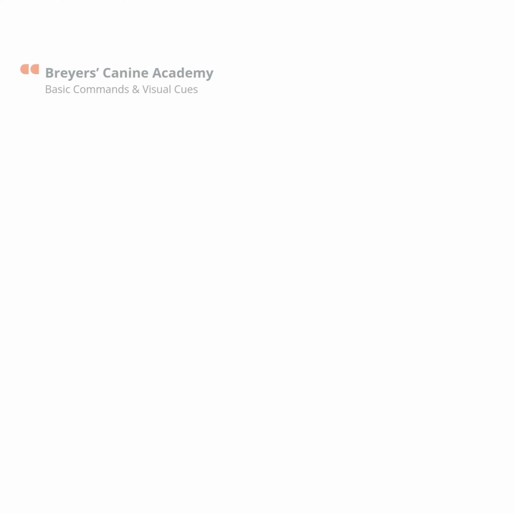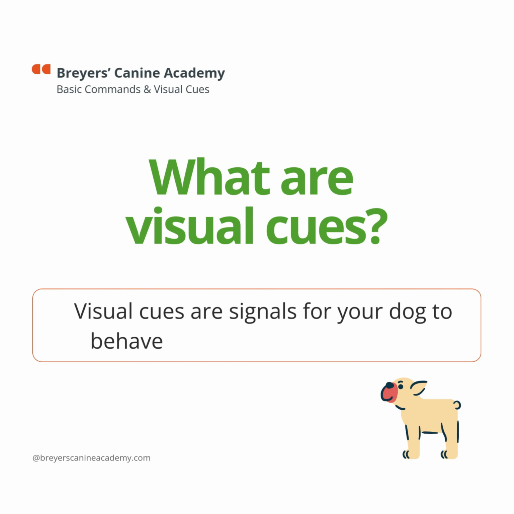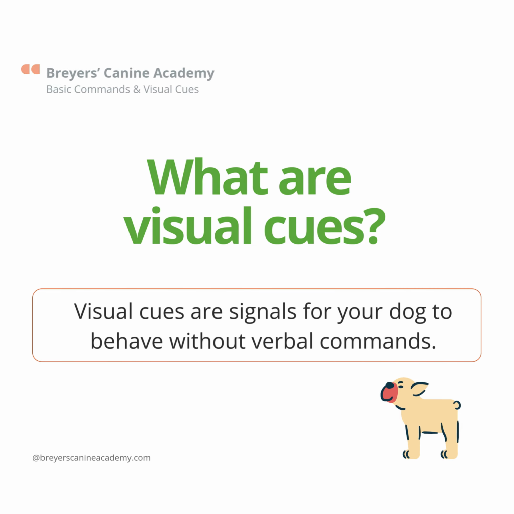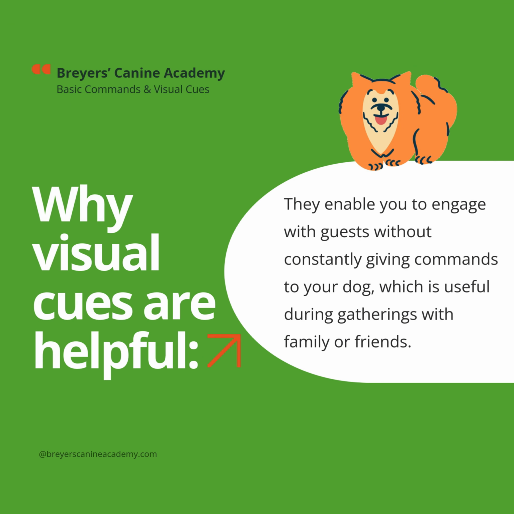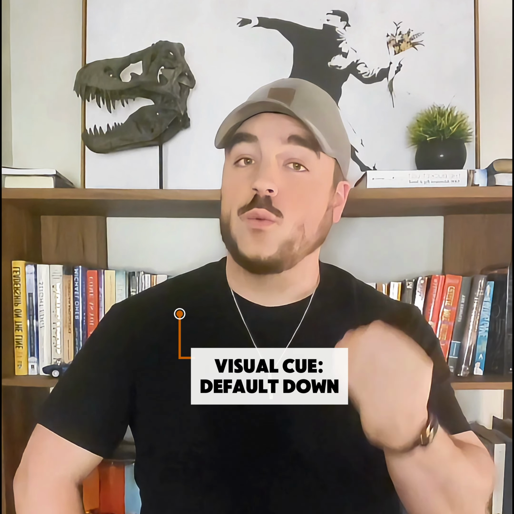Next, let's take a look at what our visual cues are and why we use visual cues in the first place. Now, visual cues are signals that you're going to give to your dog about how to behave without you having to give verbal commands. They allow your dog to operate independently of you, make good decisions, and stay calm and structured in whatever environment you find yourself in. They also allow you to interact with your guests without constantly having to talk to your dog and give them the commands, which is very helpful if you have anybody over, family, friends, for any event whatsoever.